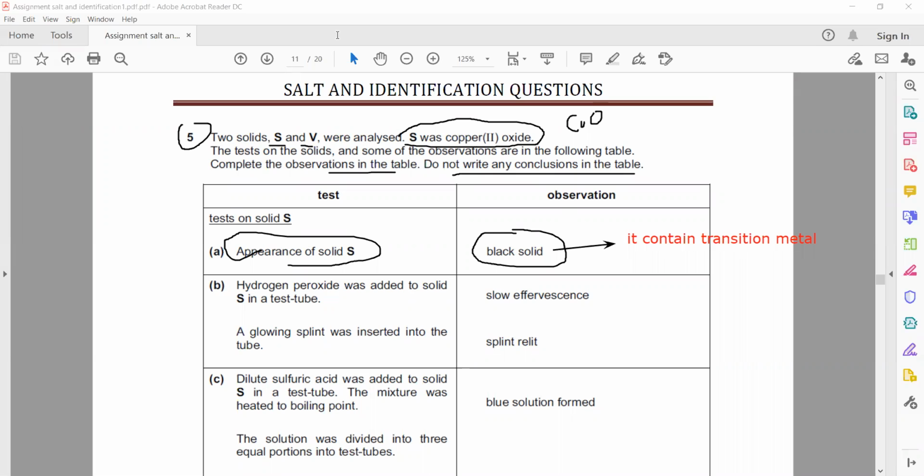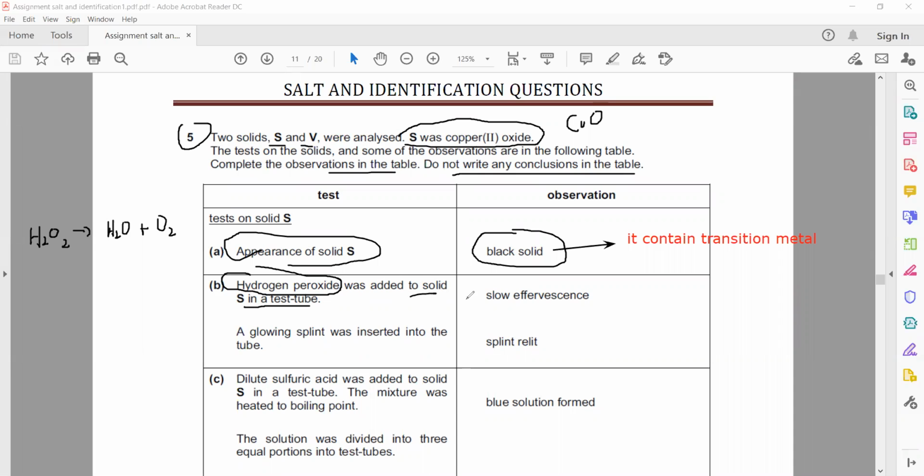The second part, hydrogen peroxide was added to a solid in a test tube. Basically, hydrogen peroxide is not a stable compound. It tends to decompose into water and oxygen. Hydrogen peroxide formula is H2O2. It decomposes into water and oxygen. But in the presence of a catalyst, it decomposes fast, at a greater rate. So hydrogen peroxide is decomposed.